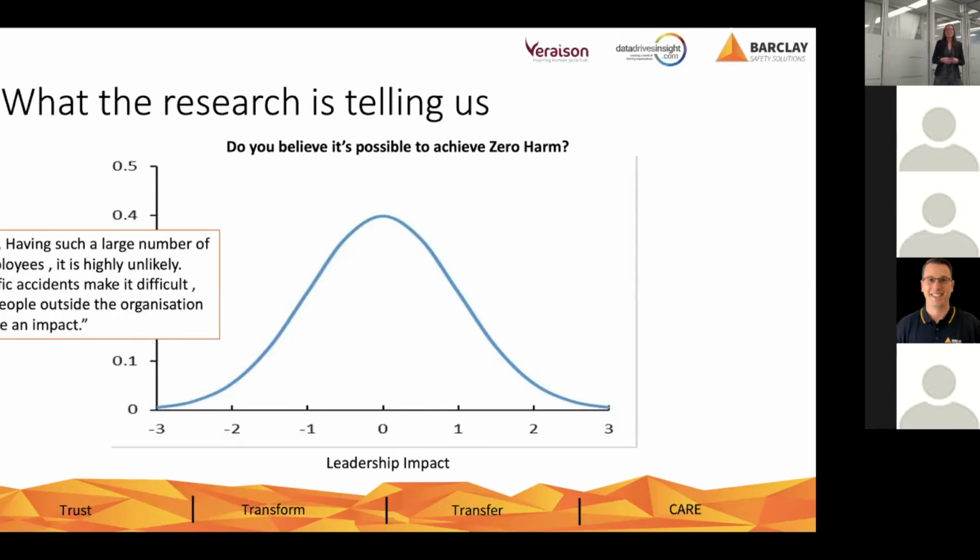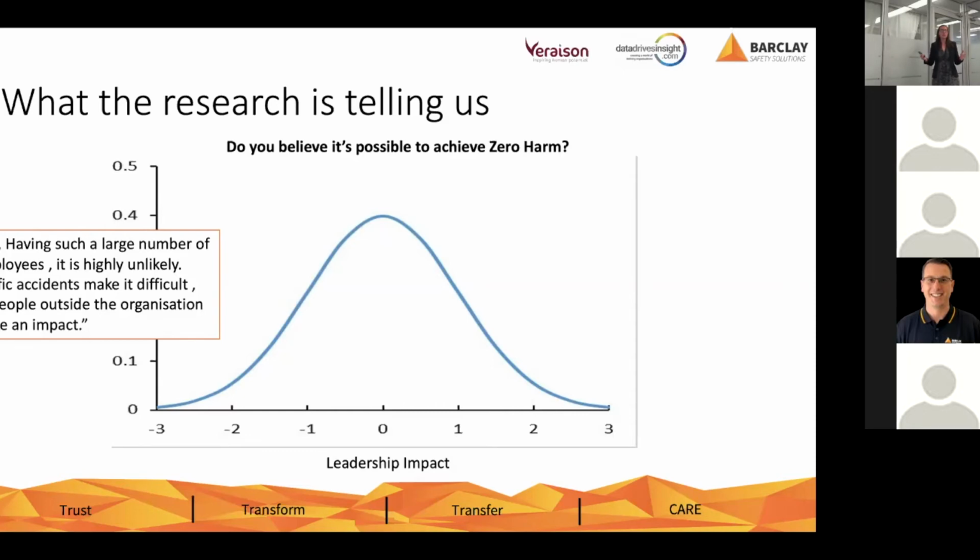Someone down this end, so someone that had a low leadership impact said this, no. Having such a large number of employees, it's highly unlikely. Traffic accidents make it difficult as people outside the organisation make an impact. Now, this is a bit of a head scratcher again, because some of you might be like, well, yeah, traffic accidents do make it difficult as people outside the organisation do impact on our safety records and our ability to achieve zero harm. Yet it's that commitment that what we've found out limits people's behaviour, their performance in the intentional states, and ultimately creates a low leadership impact.